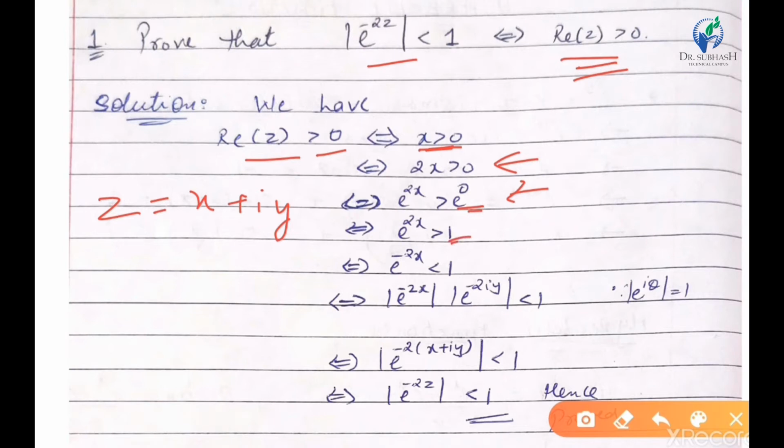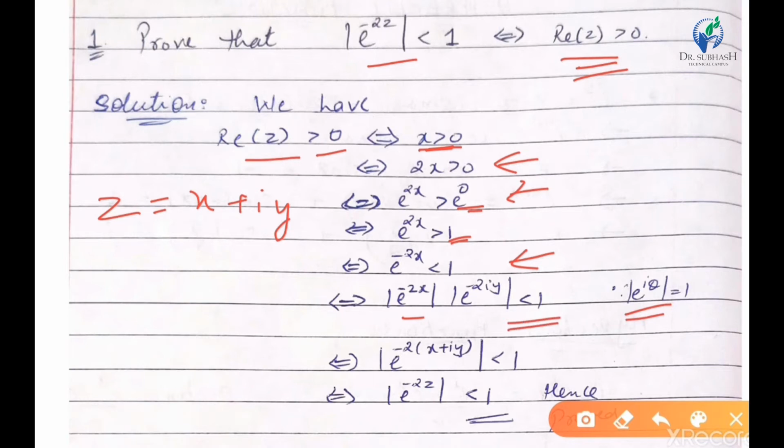So e raised to 2x will be greater than 1. Now we need to prove for the negative power of e. So we will do the inverse, then we get e raised to minus 2x is less than 1. The sign will get changed. Now we know that the mod of e raised to i theta is equal to 1. So we can write this as the mod of e raised to minus 2x into e raised to minus 2iy is less than 1.